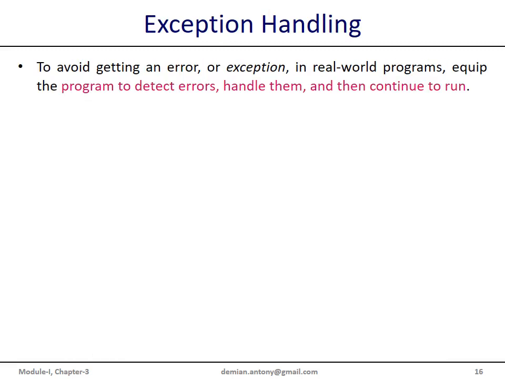In order to safeguard the code against runtime anomalies, it is better to equip real-world programs with a mechanism to detect errors, handle them, and continue to execute the remaining sections or modules of the programs. Let us demonstrate such a scenario of getting an exception.